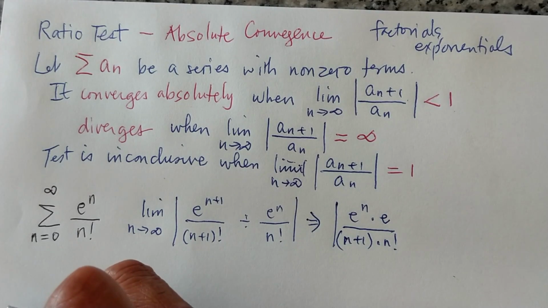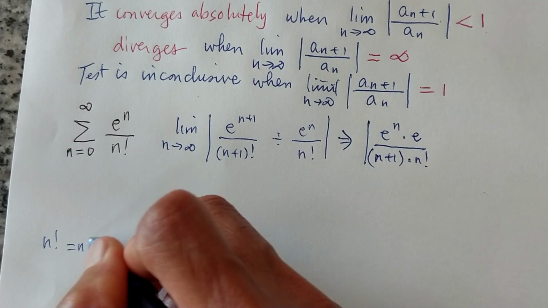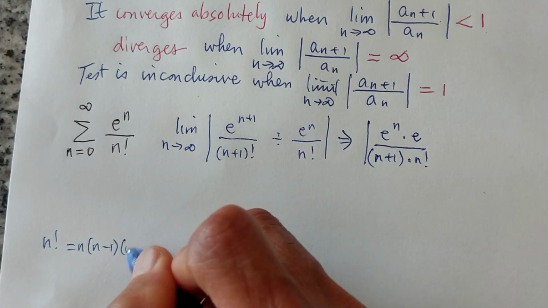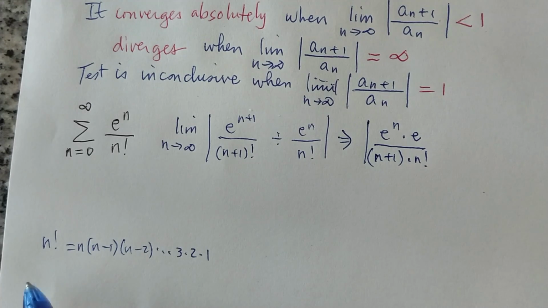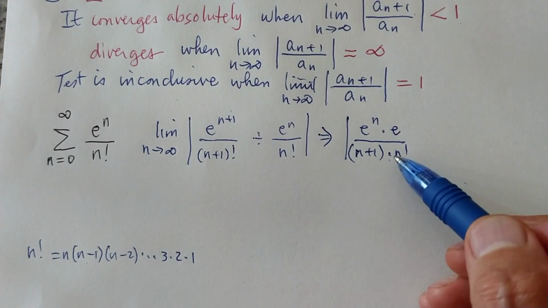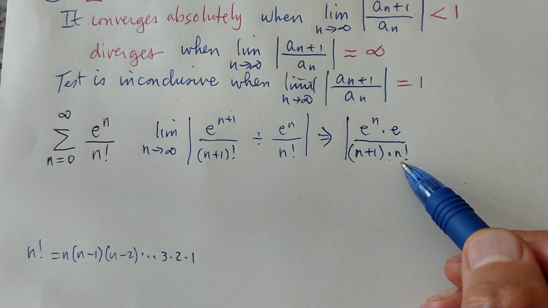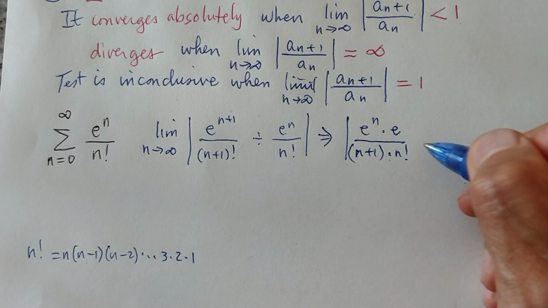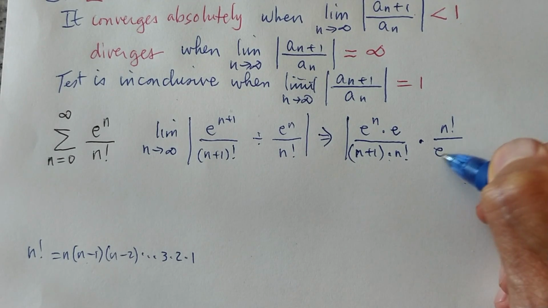We recall that n factorial is defined as n times n minus 1 times n minus 2 all the way to 3, 2, and 1. So we always begin with n and then we subtract 1 from it until we get to 3, 2, and 1. So looking here, n plus 1 minus 1 will be n. Divided by, we will now reciprocate this one, n factorial over e to the n.